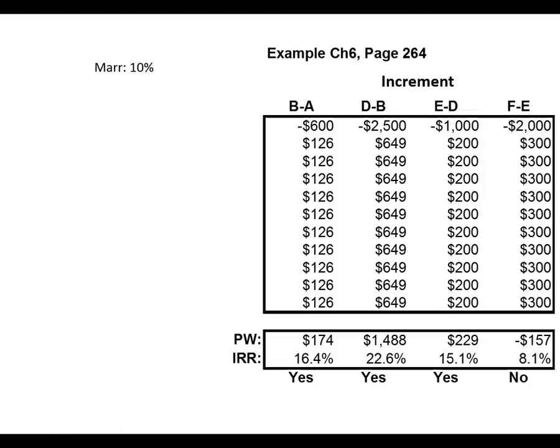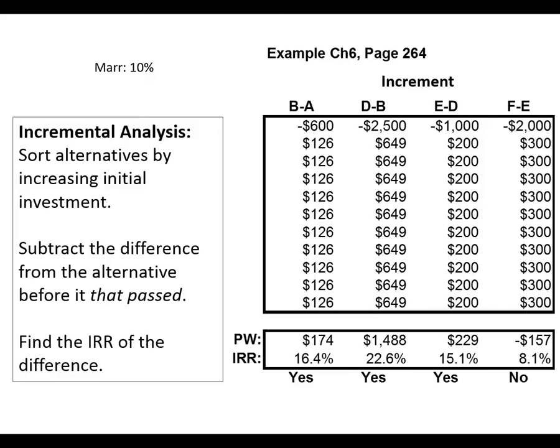And so the overall conclusion here in this series of analyses is that option E is the best. E was the most profitable because each of the incremental costs could be justified. So again, a summary of our steps that we did is we sort the alternatives by increasing initial investment. Left is the cheapest, right is the most expensive. Subtract the difference between the columns, and then we find the internal rate of return of the difference.